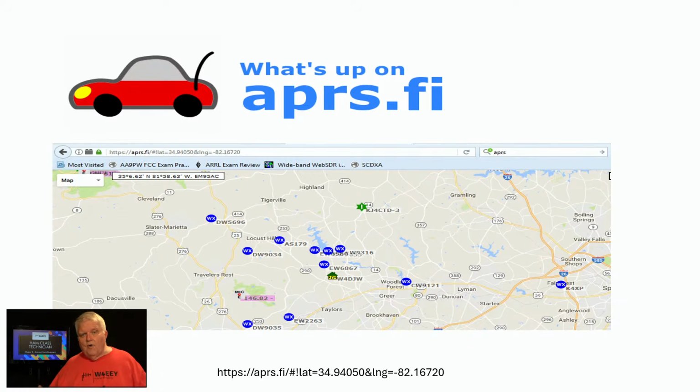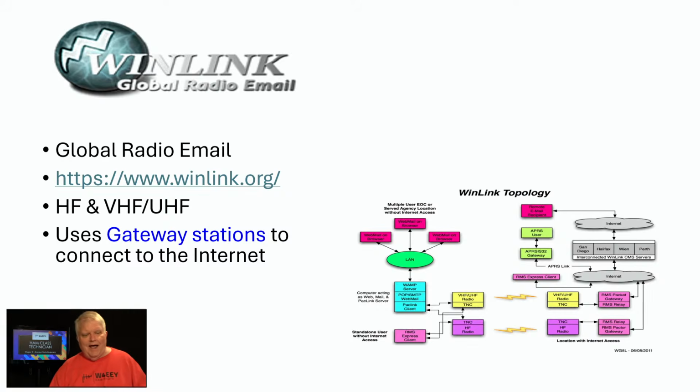Now, another mode of digital communications, I mean, we're all sending and receiving email. That's passé now. But you can send email via radio as well using something called the WinLink system. And you can go to the URL there, www.winlink.org, and get more information. It's on HF and VHF and UHF, and it uses what they call gateway stations. You can radio into a gateway station on their frequency. They'll receive your email and forward it on to the public internet. So you can actually send emails using amateur radio and this system.